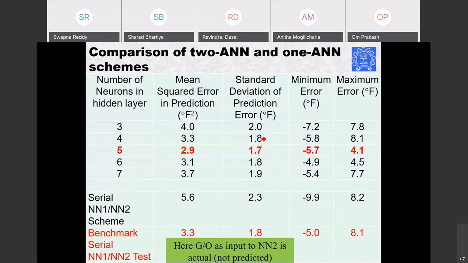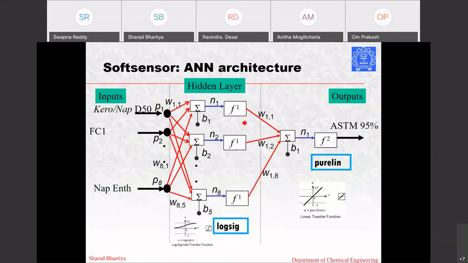So it was still not felt that you could really go to a large number of layers like it is being done these days. Different numbers of neurons were tried, and a mean square prediction error of around 2.9 was the best that was obtained. So finally, the neural network: you see there were 8 inputs over here, then 5 neurons in the hidden layer, and 1 neuron in the output layer. So it was an 8-5-1 neural network.